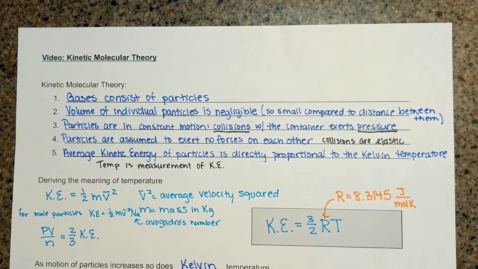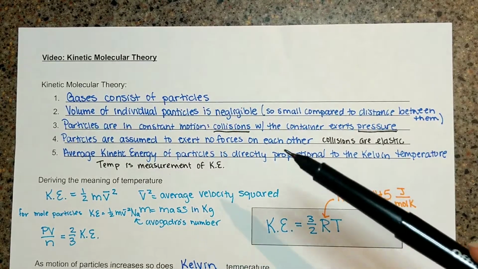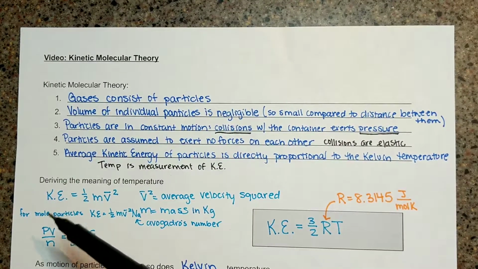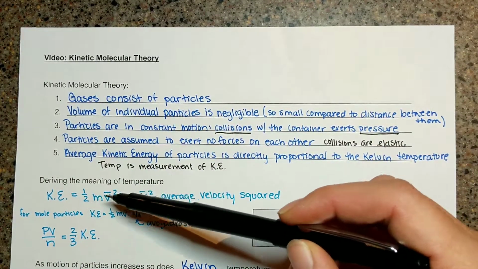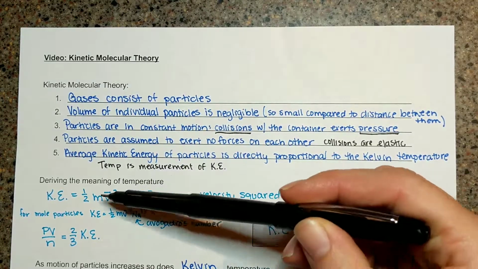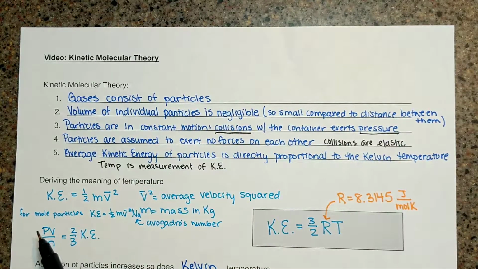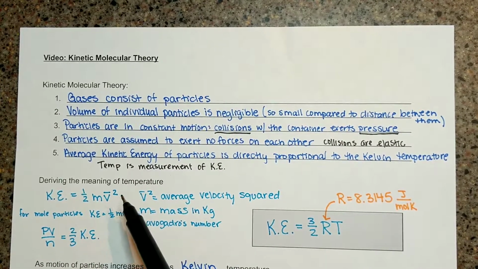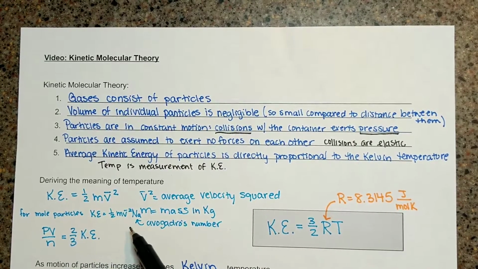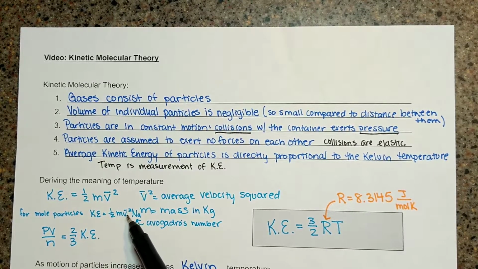Now, using physics equations, you can derive that, but essentially, the equation for kinetic energy is equal to 1/2 mass times the average velocity squared. Okay, this is for one particle, but in a gas we have many particles, so we're going to multiply that times Avogadro's number, which is a mole of particles. So kinetic energy is equal to 1/2 mass times average velocity squared times Avogadro's number, which gives us an average kinetic energy for a mole of particles, so for a gas.